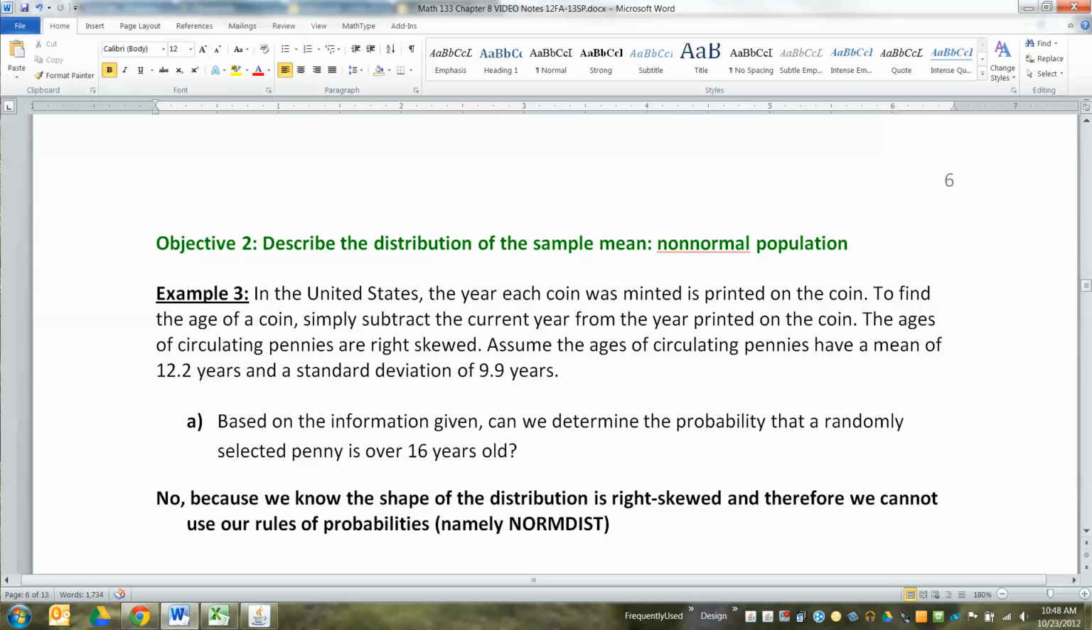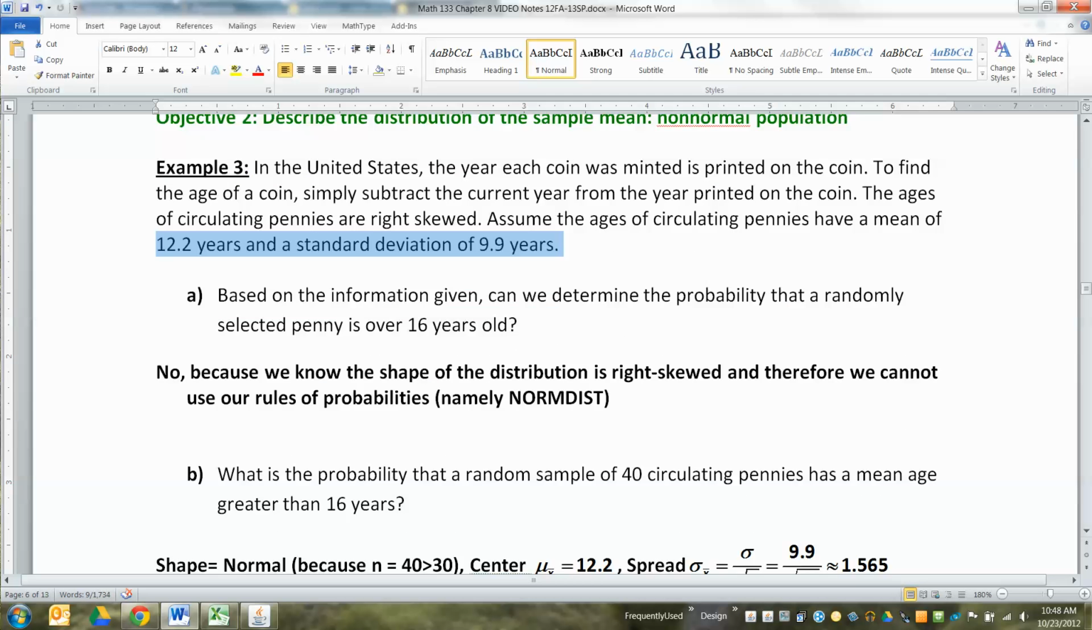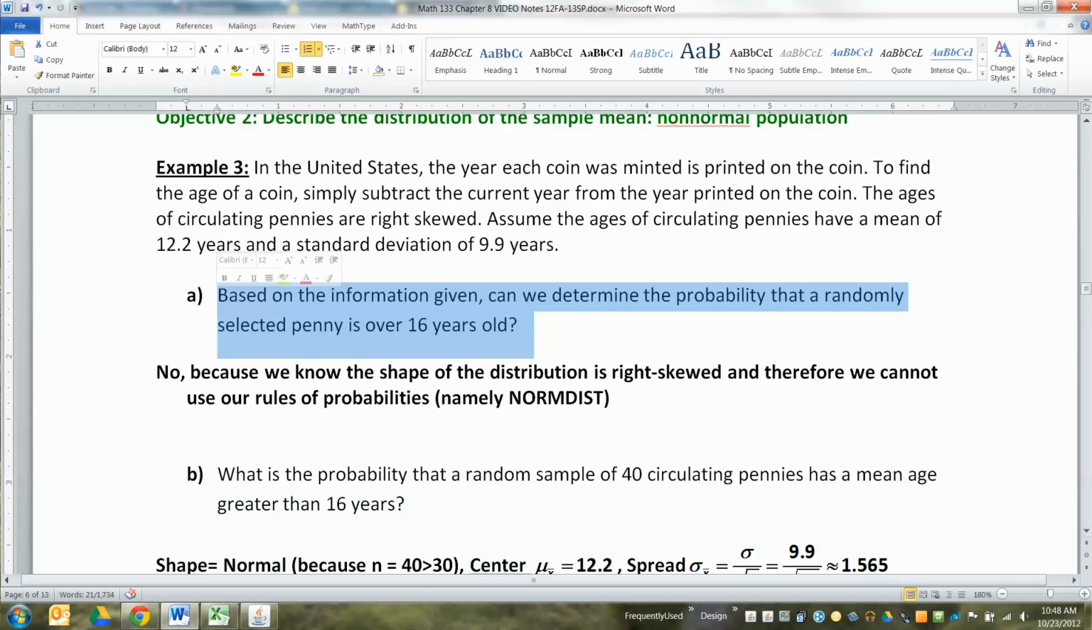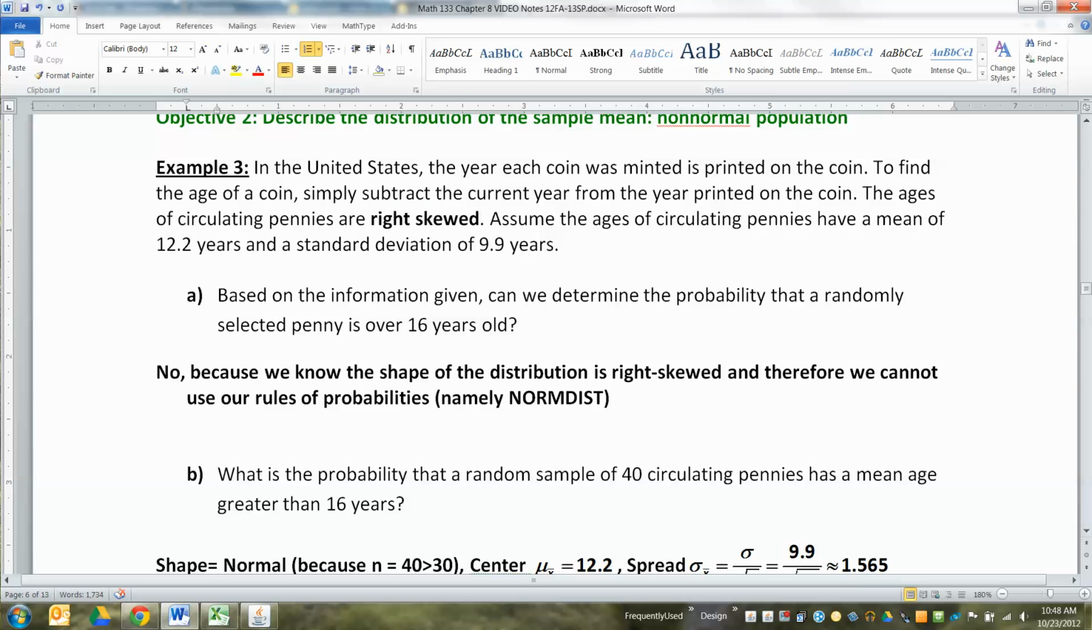So assume the ages of circulating pennies have a mean of 12.2 years and a standard deviation of 9.9 years. Okay, so based on this information, can we determine the probability that a randomly selected penny, single penny, is over 16? And the answer is no, right? We don't know the shape of the distribution, right? So as a matter of fact, we do. We know it's right there. See it? It's right skewed. Uh-oh.